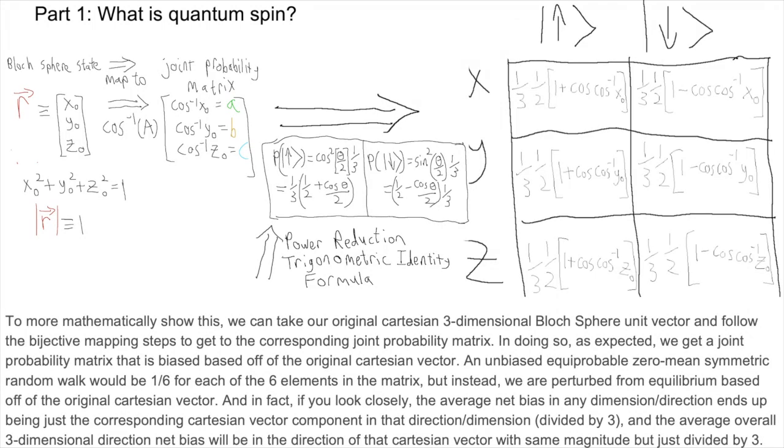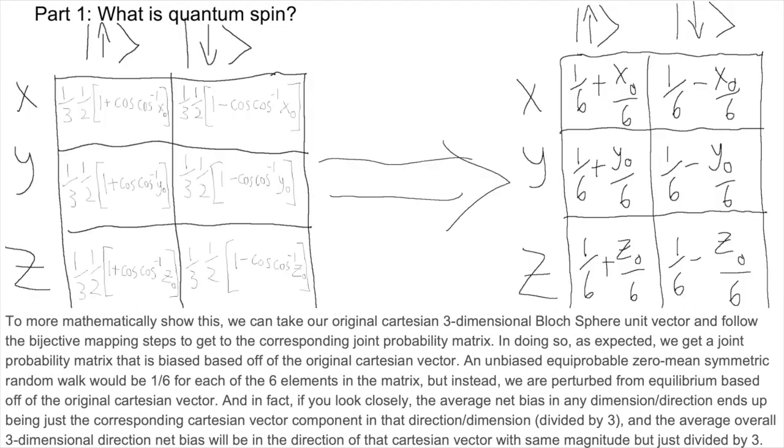To more mathematically show this, we can take our original Cartesian 3-dimensional Bloch sphere unit vector and follow the bijective mapping steps to get to the corresponding joint probability matrix. In doing so, as expected, we get a joint probability matrix that is biased based off of the original Cartesian vector. An unbiased, equiprobable, zero-mean, symmetric random walk would be 1/6 for each of the 6 elements in the matrix, but instead we are perturbed from equilibrium based off of the original Cartesian vector.